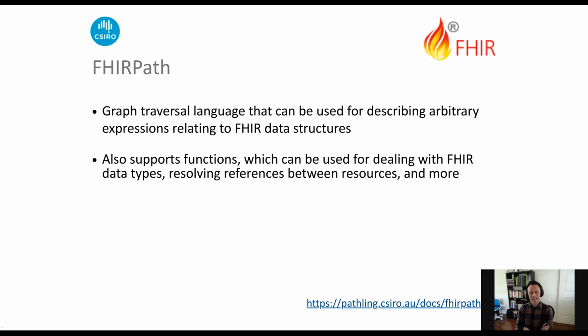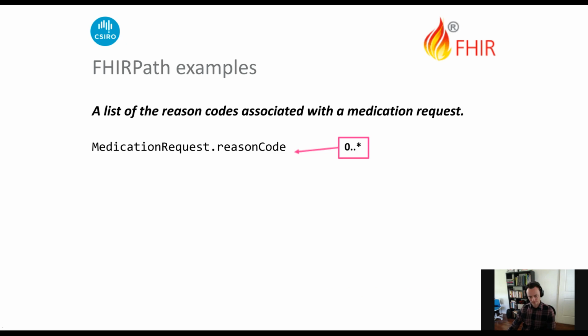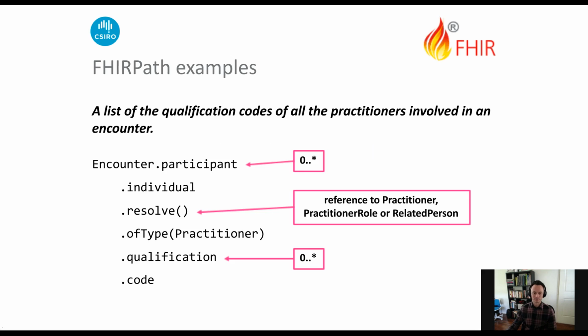We express these aggregations, groupings, and filters using a language called FHIRPath. This provides us with a succinct way of navigating the FHIR data structures that is aware of data types, resource references, and clinical terminology. This is a simple example of a FHIRPath where we retrieve all the reason codes for a prescription. FHIRPath transparently handles the fact that this element has a cardinality greater than 1.